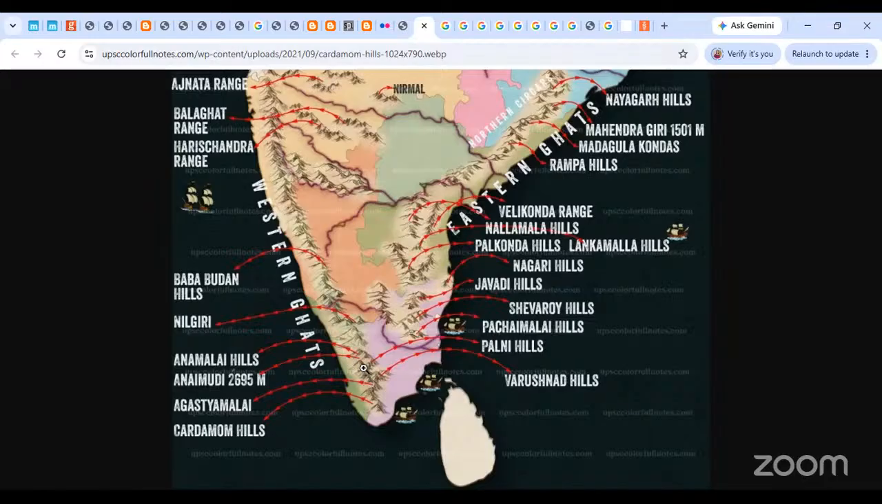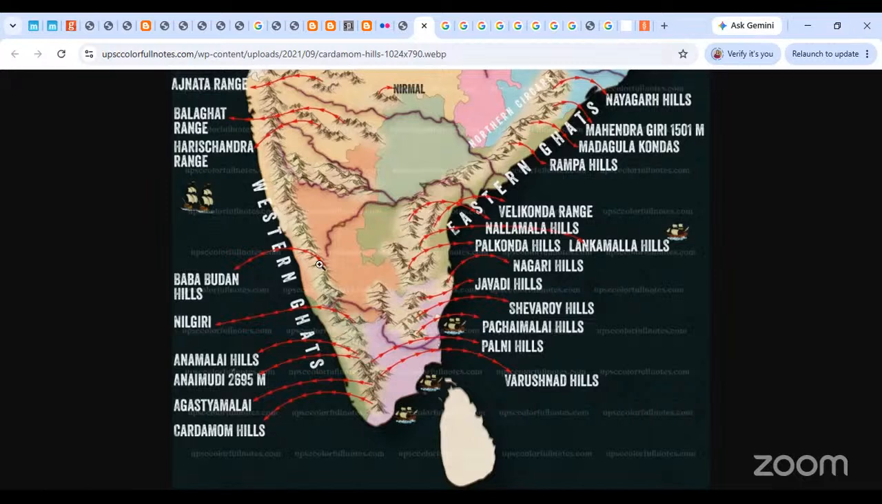Above that you will find the Nilgiris over here, which are considered the meeting point of the eastern and the western Ghats. So those are the Nilgiris. Now those are famously shared by Tamil Nadu, Karnataka, and Kerala. So these three states, Kerala, Tamil Nadu on the right, and Karnataka above, share these Nilgiri Hills.